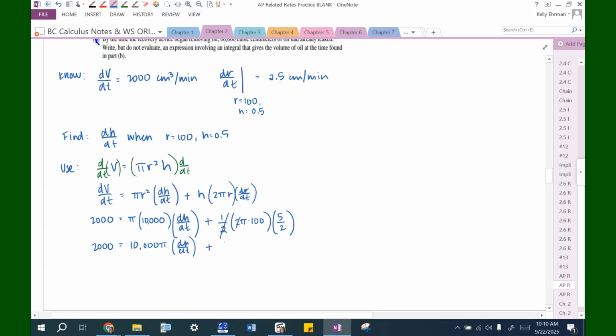This is 500 pi over 2, which is 250 pi. Right? 100 times 5 is 500, divided by 2 is 250. There's still a pi there. So 2,000 minus 250 pi divided by 10,000 pi.